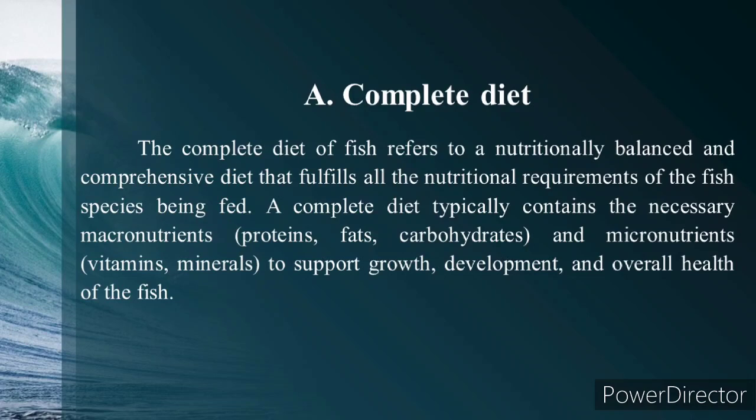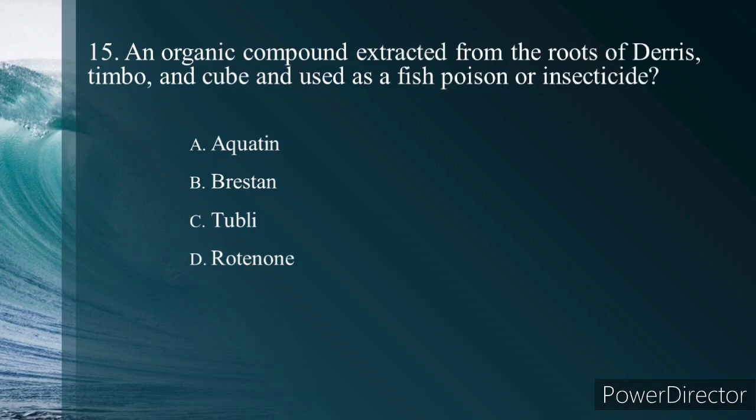15. An organic compound extracted from the roots of Derris, Timbo, and Cube and used as a fish poison or insecticide. A. Aquaton. B. Breston. C. Tubley. D. Rotenone. 1, 2, 3. The answer is D. Rotenone.